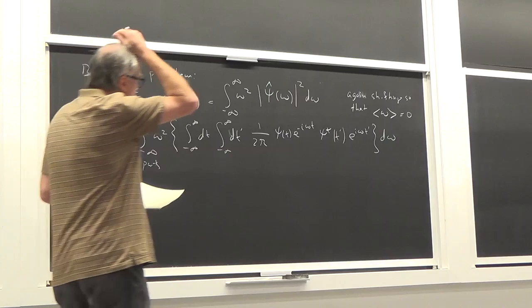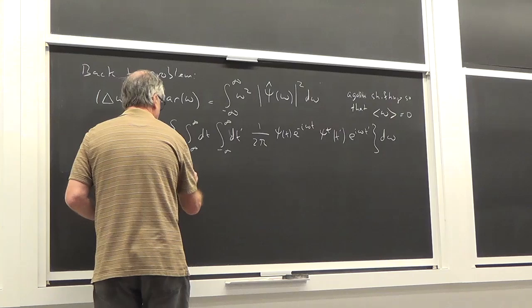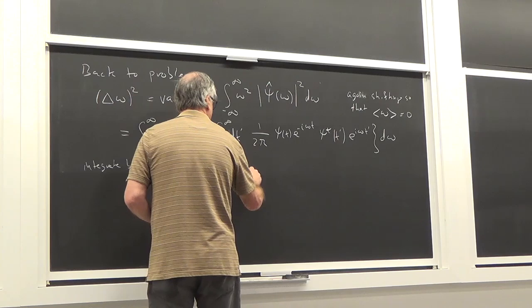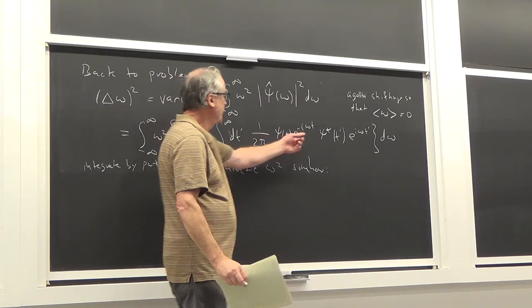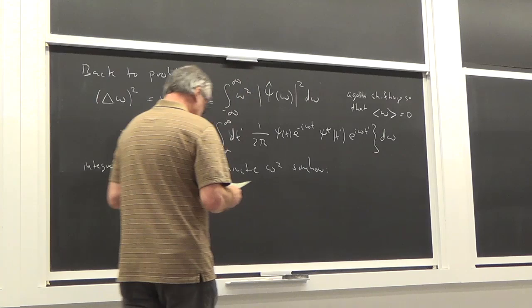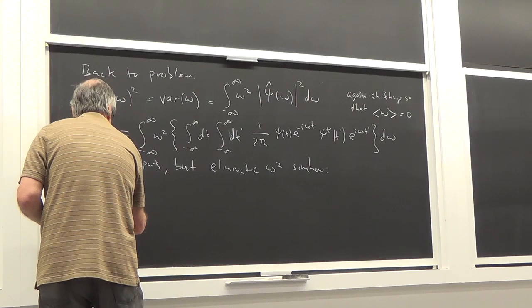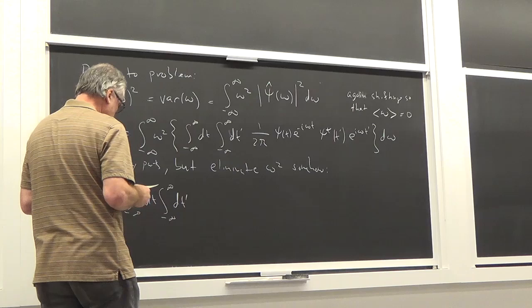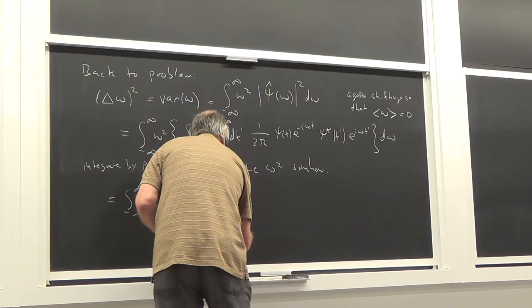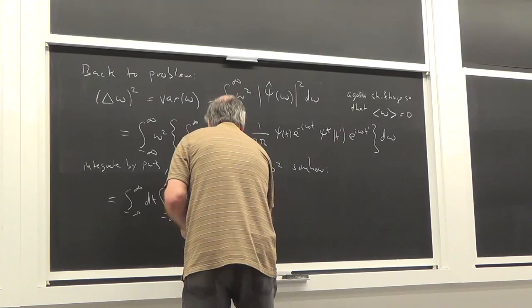I want to get rid of omega squared. I can cool down omegas by taking derivatives of these exponentials. Okay, so let's do that. So let's rewrite this as an integral from minus infinity to infinity. I'm going to interchange the order of integration. And I still have 1 over 2 pi here that I'm going to use in the definition of the Dirac delta function, d omega.